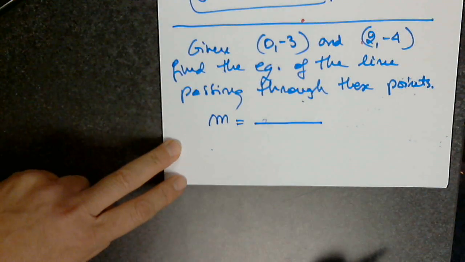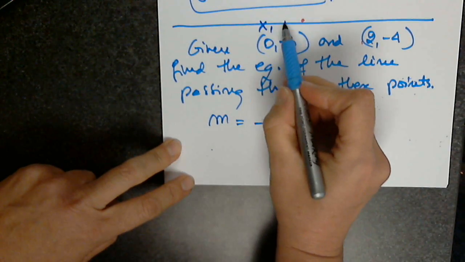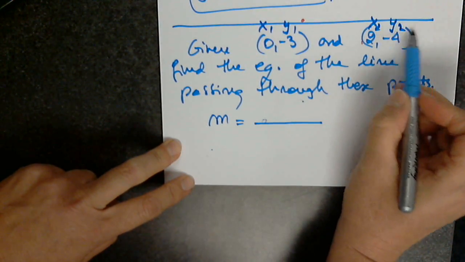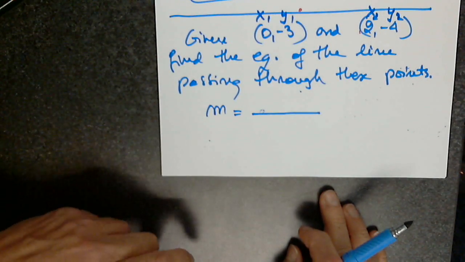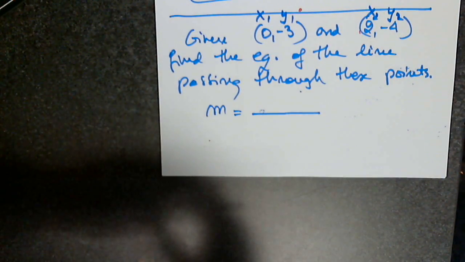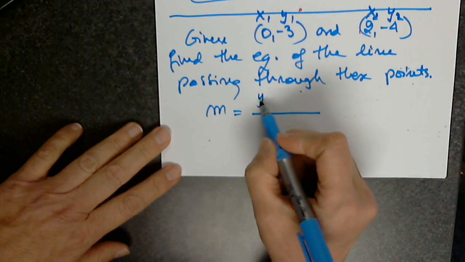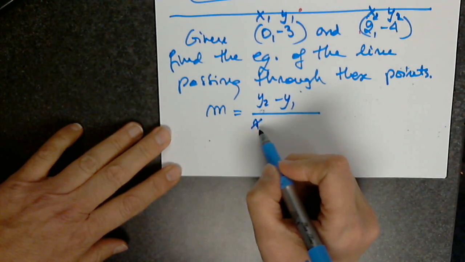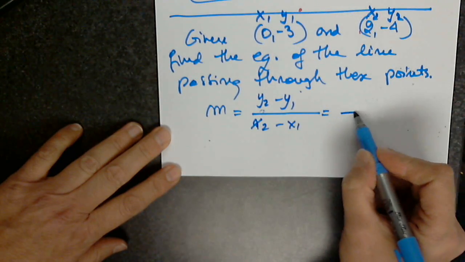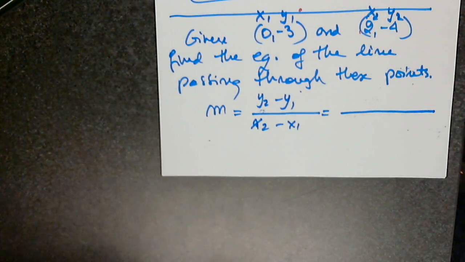Now you can label them the way you like. I will label them as x1, y1, and x2, y2. I have to write the equation of the slope, or the formula if you want, which is y2 minus y1 over x2 minus x1. Now please tell me what to write. When you're ready.